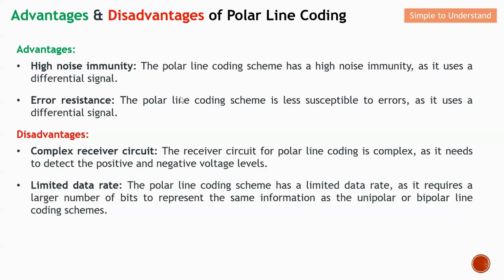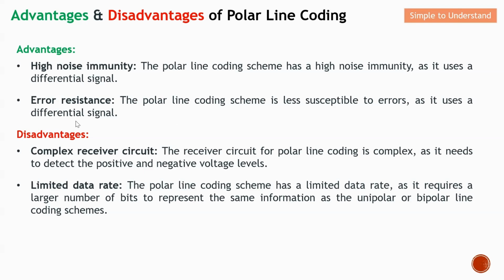Next, let's come to the advantages and also the disadvantages of polar line coding. Let's focus on the advantages first. Polar line coding in fact has higher noise immunity. Why? Because the polar line coding scheme uses a differential signal, for example, differential Manchester. Therefore, it has a high resistance against noise. Next will be error resistance. Again, the same reason: polar line coding is less sensitive to error because it uses a differential signal.